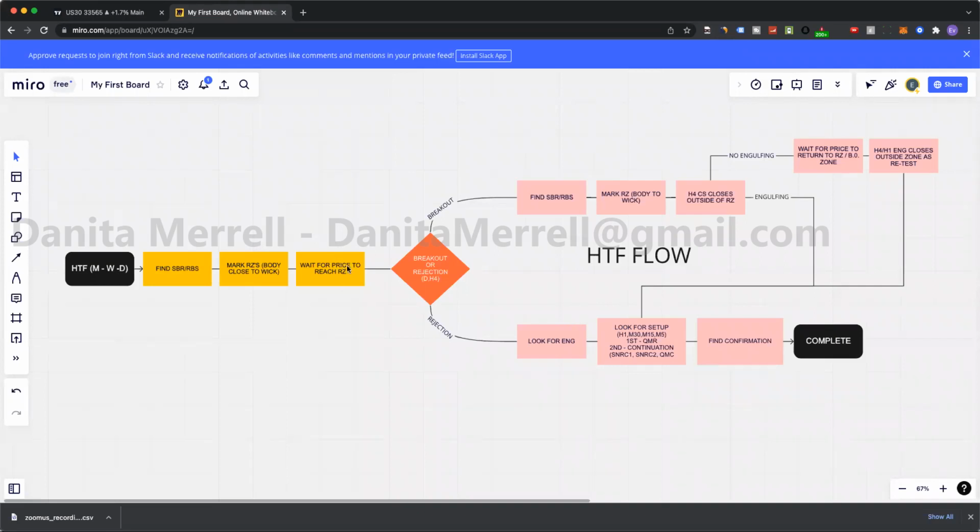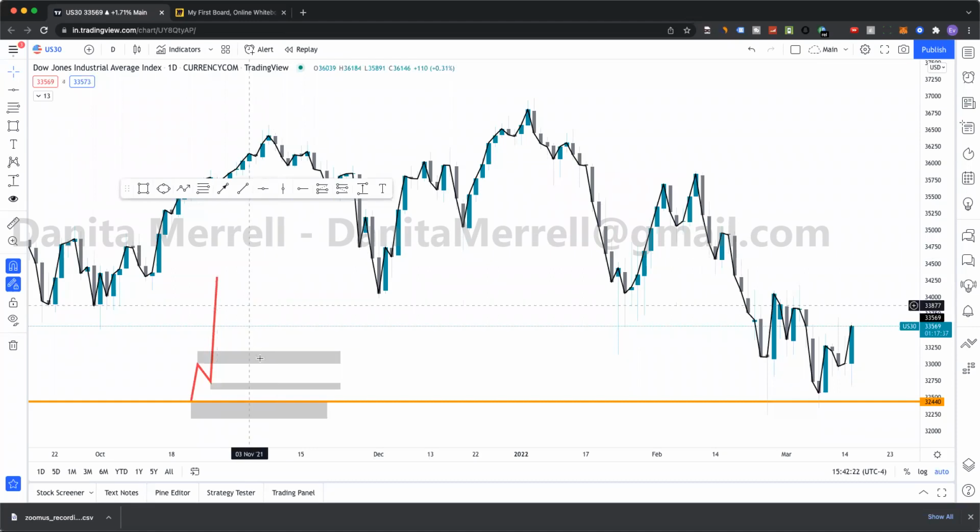Wait for price to reach the rejection zone. So after price comes into it, we look at the lower time frame. If we're using monthly, we need to wait for weekly. If we're using weekly, we need to wait for daily. Using daily, we need to wait for H4. So as price is coming in to these levels, we're paying attention on the H4 time frame. So if price decides to come in here, we're looking at H4.